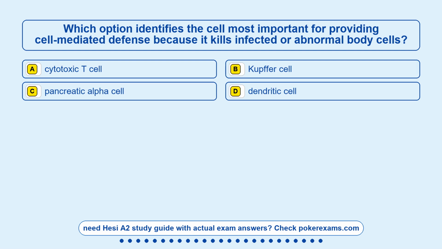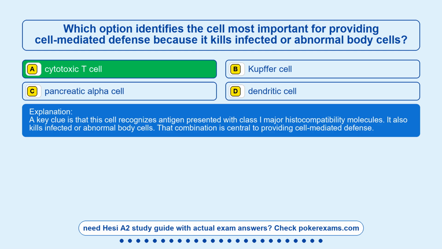Question 16. Which option identifies the cell most important for providing cell-mediated defense because it kills infected or abnormal body cells? Option A, cytotoxic T cell. Option B, Kupffer cell. Option C, pancreatic alpha cell. Option D, dendritic cell. The correct answer is option A, cytotoxic T cell.